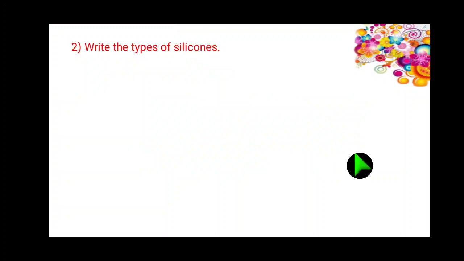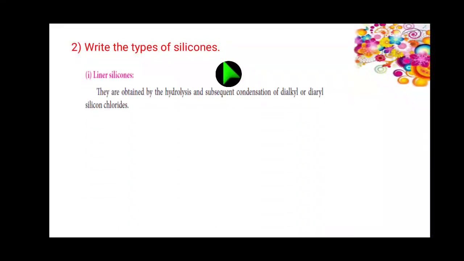The next question, write the types of silicones. So what are the types we can have from silicones? First one, linear silicone. They are obtained by hydrolysis and subsequent condensation of dialkyl or diaryl silicon chlorides, right? So from that we can get linear silicone.